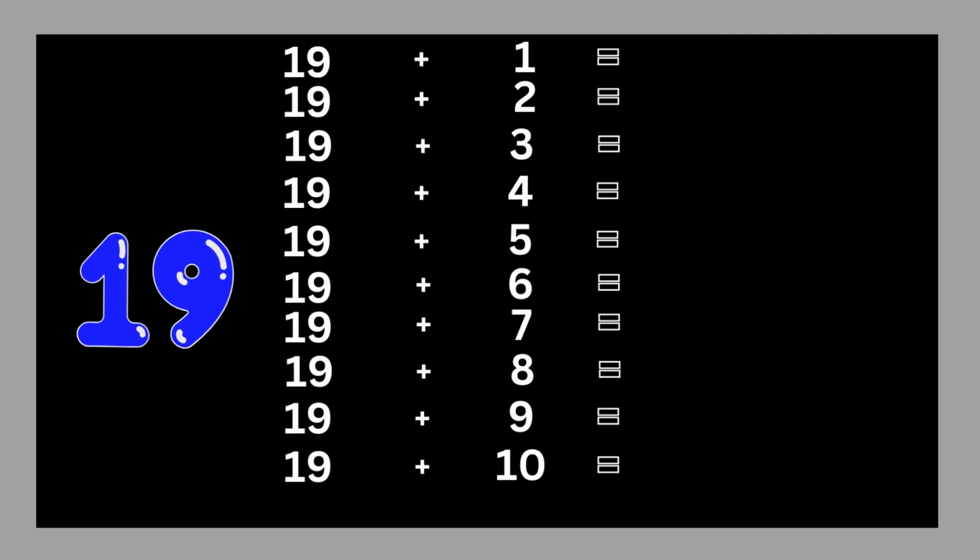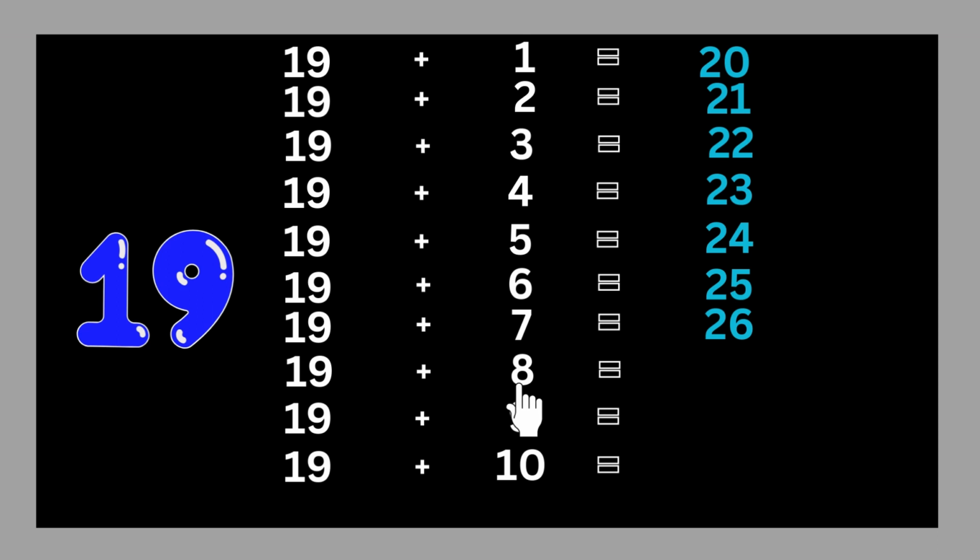Addition table 19. 19 plus 1 equal to 20. 19 plus 2 equal to 21. 19 plus 3 equal to 22. 19 plus 4 equal to 23. 19 plus 5 equal to 24. 19 plus 6 equal to 25. 19 plus 7 equal to 26. 19 plus 8 equal to 27. 19 plus 9 equal to 28. 19 plus 10 equal to 29.